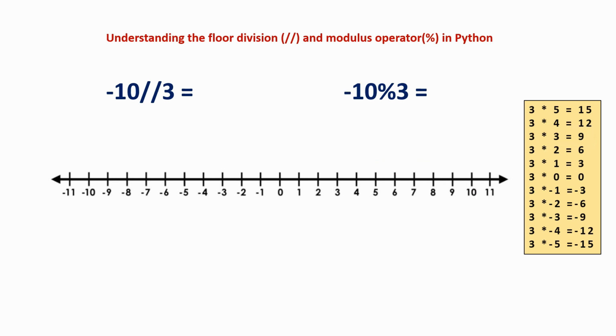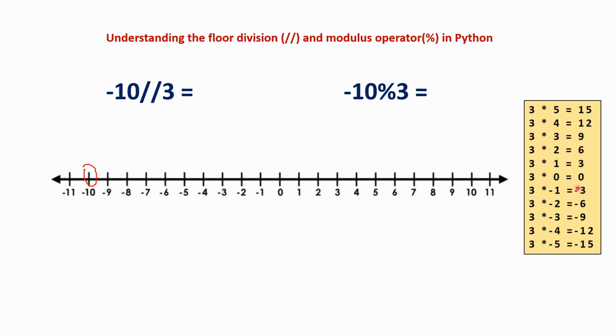Now here in this case, the numerator is negative and the denominator is positive. This is minus 10 float division 3. Now on the number line, you need to locate minus 10. Where is minus 10? This is your minus 10, right? Now with 3, we need to multiply. 3 into 0 is what? 0. 3 into minus 1 is minus 3.